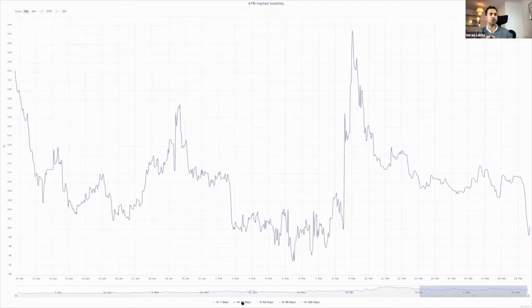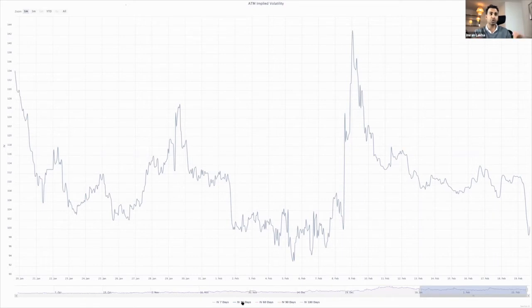So that chart shows you, for the last month, what has at the money vol done in Bitcoin, right? The highs of it have been 140 odd. The lows have been about 95. So that's a pretty wide range for implied volatility, right? When you're buying an option, you're buying implied volatility. So you need to keep an eye on where this vol is when you're deciding to buy an option.